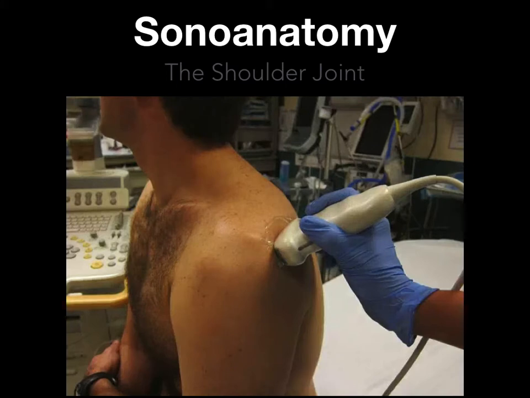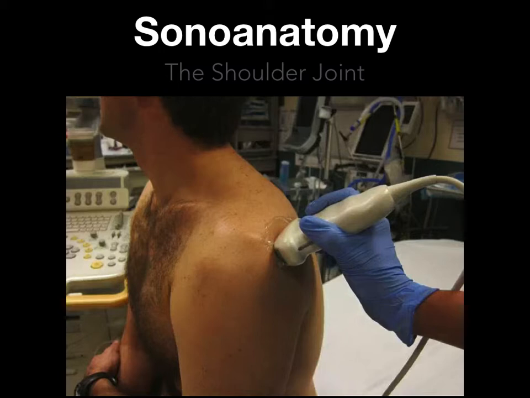Now let's talk about a joint, specifically the shoulder. Before we get into anatomy, let's talk about positioning and where to place your probe. Notice that when performing ultrasound of the shoulder, the operator is positioned behind the patient with the ultrasound on the other side of the bed.